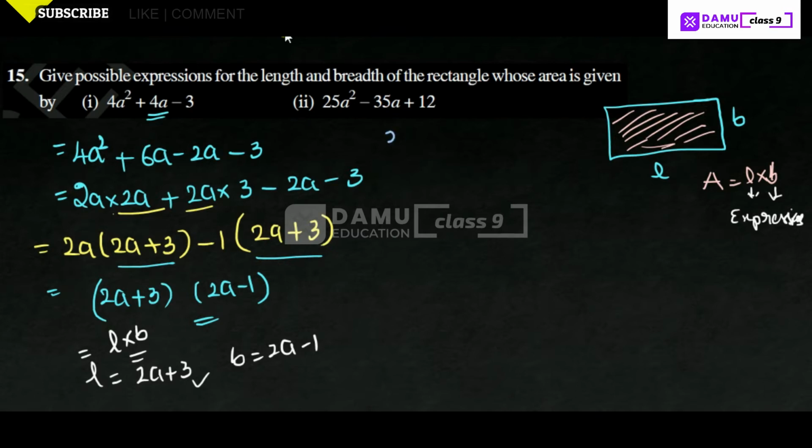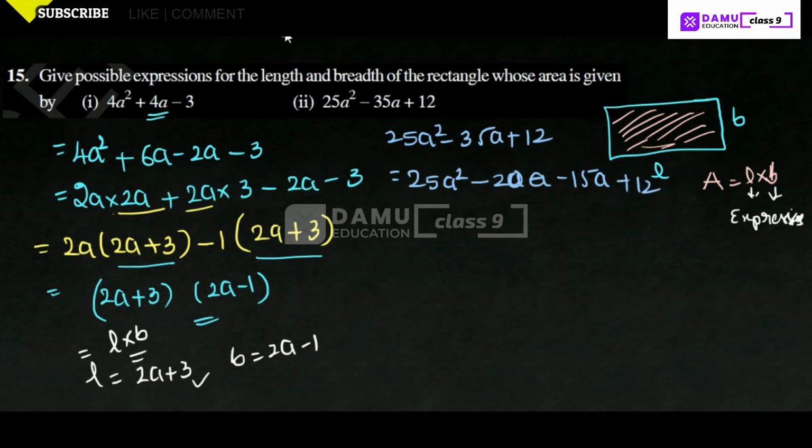Here also, 25a square minus 35a plus 12. Here 25 is there, and 35 and 12 are there. So you can make it as some 10s and 20s and the remaining 1. You can write it like that: 25a square minus 20a minus 15a. Minus minus will be added, the symbol will be the same: 20 plus 15 will be 35, plus 12.